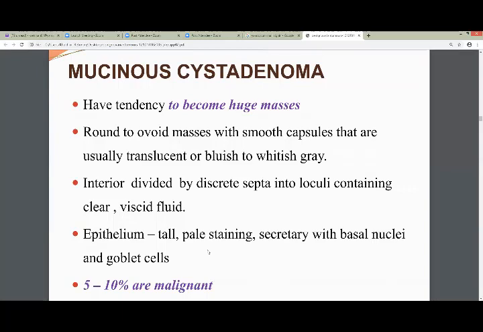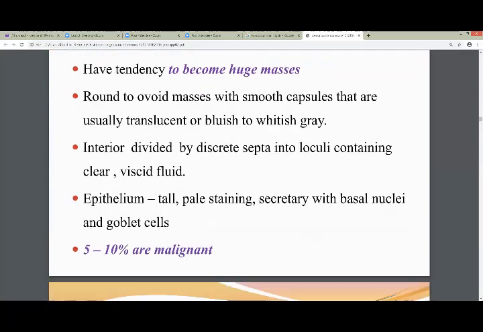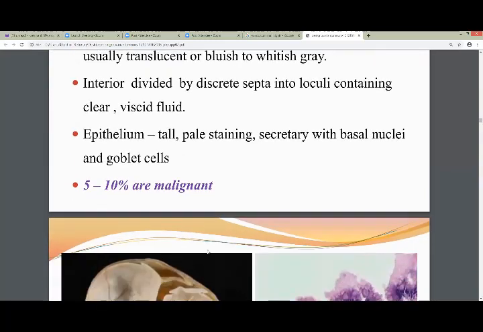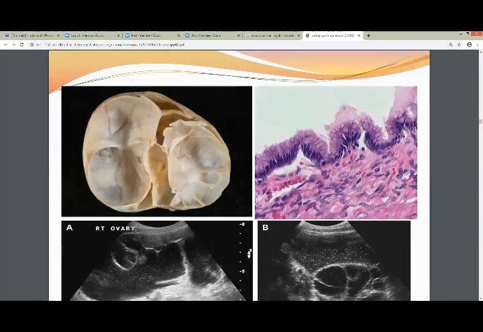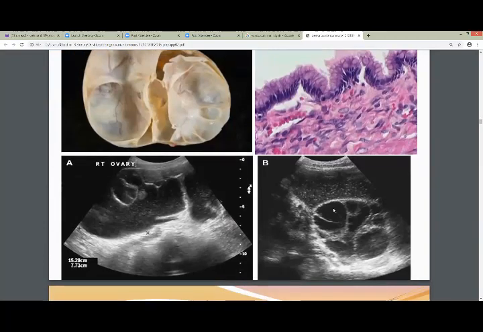As we go for the histology, 5 to 10% can be malignant. As you see in these pictures, this is the histology, this is how the epithelium looks. This is multiple septation. You can see it in the cyst wall. These are the multiple septations, and large. You can see it is quite different from the serous cyst adenoma, the mucinous cyst adenoma.